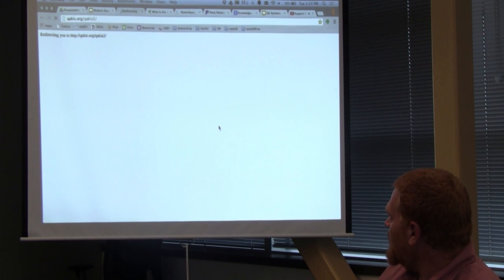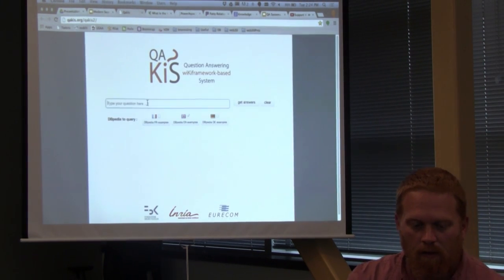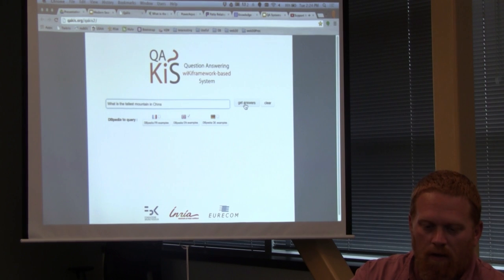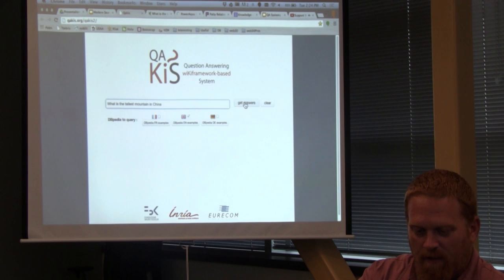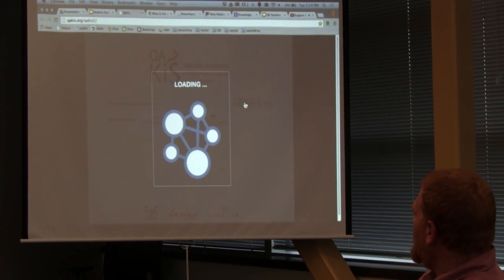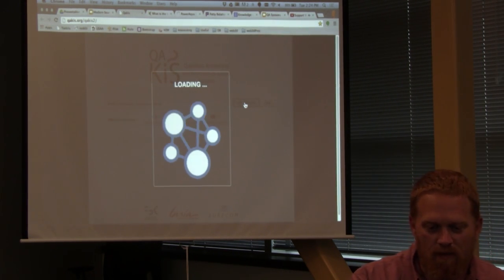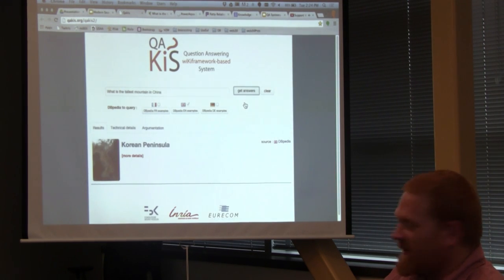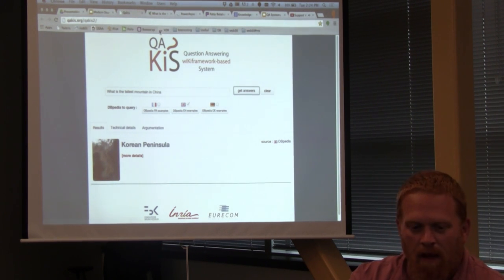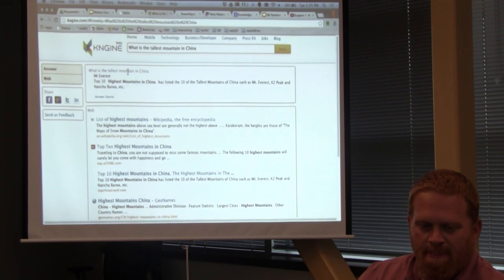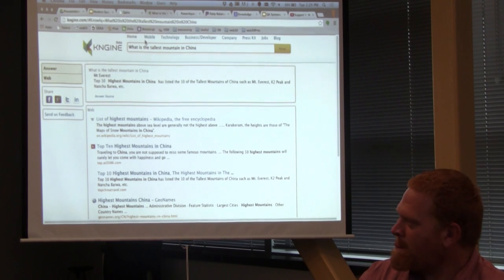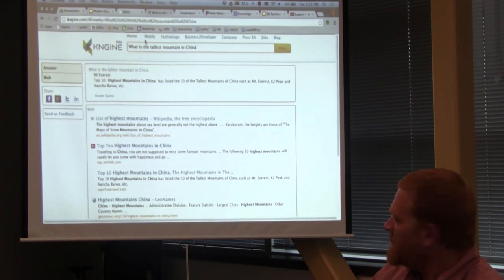This Caucus is more of a traditional question answering framework, and this one gives me different answers to the question every time I type it in. The first time I typed it, it told me the English language was the tallest mountain in China. Now it's Korean Peninsula. So the previous one was also wrong, right? I mean, Mount Everest is in Nepal. Nepal's owned by China, isn't it? No. It's in Nepal. I'm just wondering what the source of all these is. It's not DBpedia, obviously.